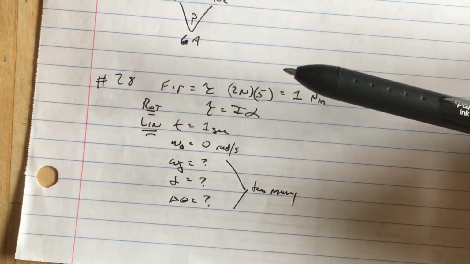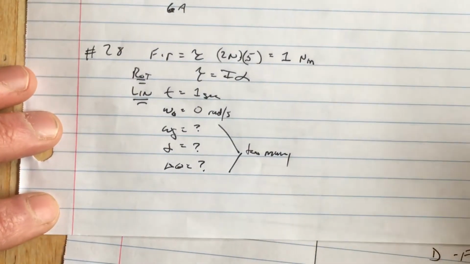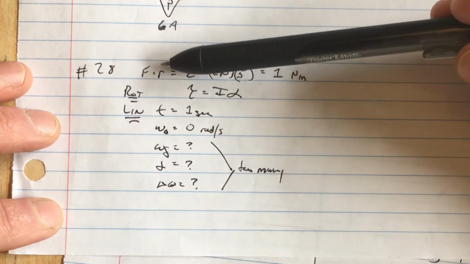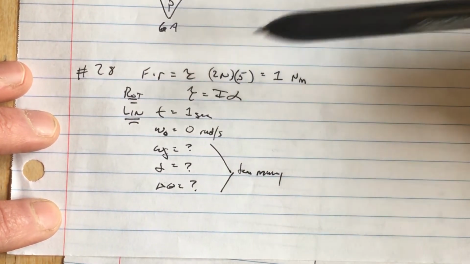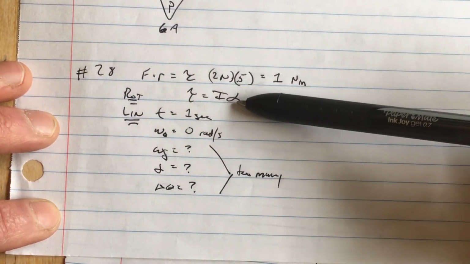28. Let's see, 28. Yeah, this one's pretty good, actually. I like that question. That's a reasonable question that gets at some pretty basic ideas. So you can very easily calculate force times radius is torque. 2 newtons, 0.5 gives you 1 newton meter of torque. Brilliant. Torque equals I alpha.